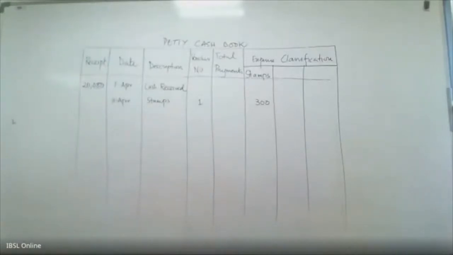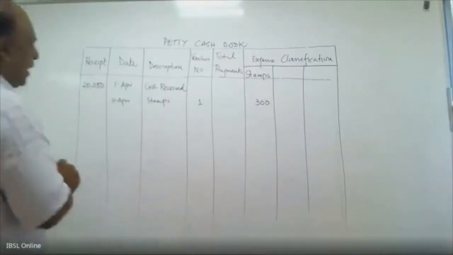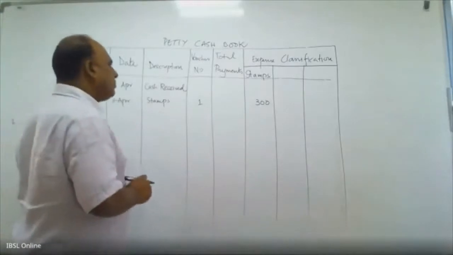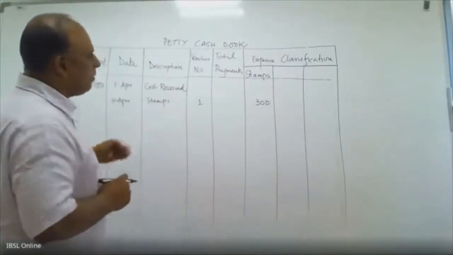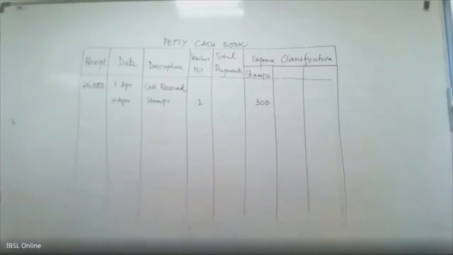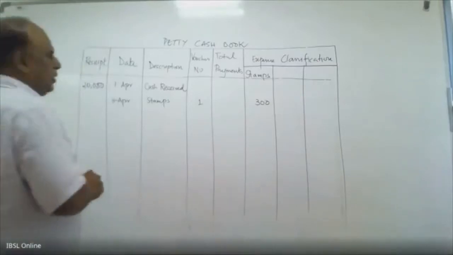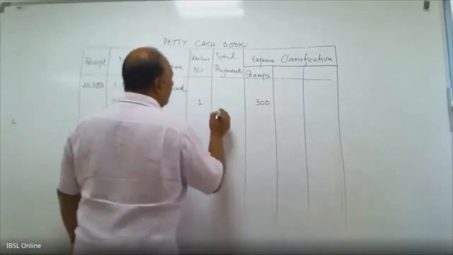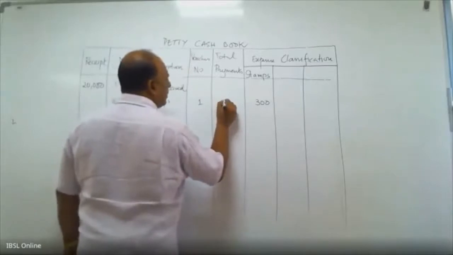Okay. Is that clear? Now this is one petty cash transaction. On the same day, if you have some other transaction, you will keep on recording. So here I have only 300, so my total payment is 300.